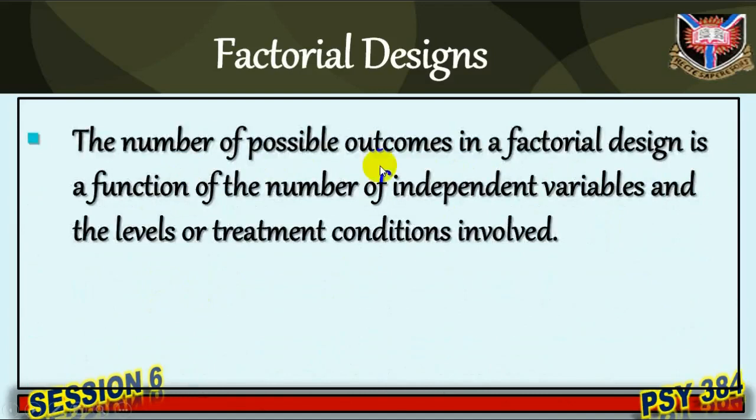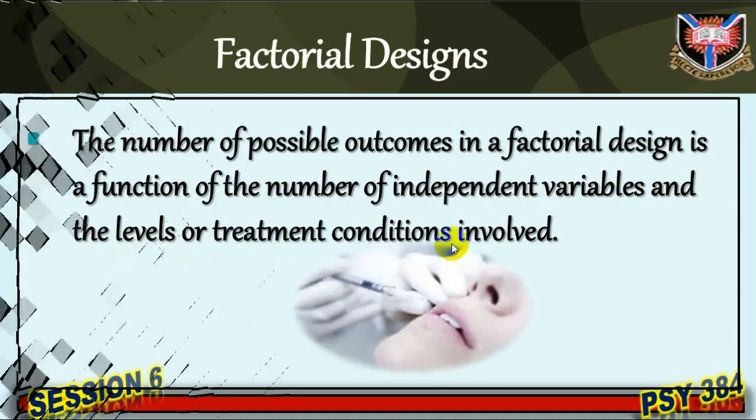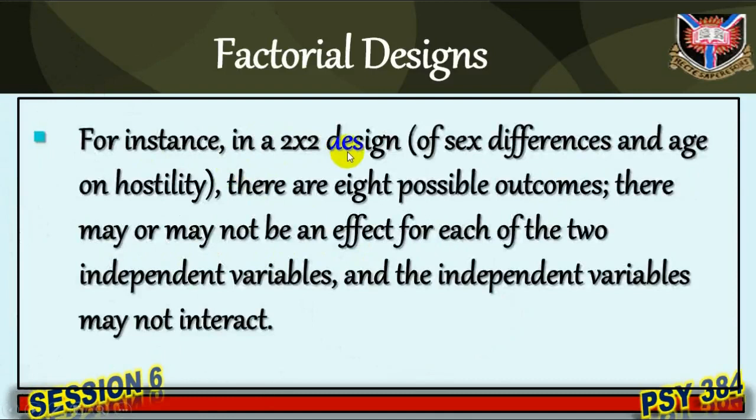The number of possible outcomes in a factorial design is a function of the number of independent variables and the levels or treatment conditions involved. For instance, in a 2 times 2 design, that is of sex differences and age on hostility, there are 8 possible outcomes. There may or may not be an effect for each of the two independent variables, and the independent variables may or may not interact.